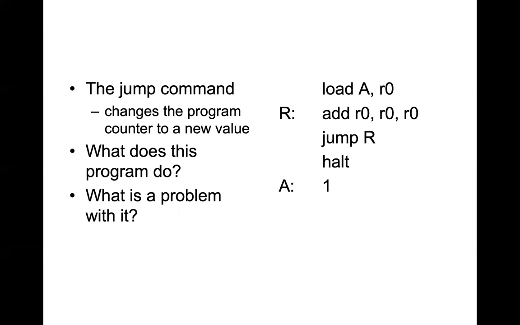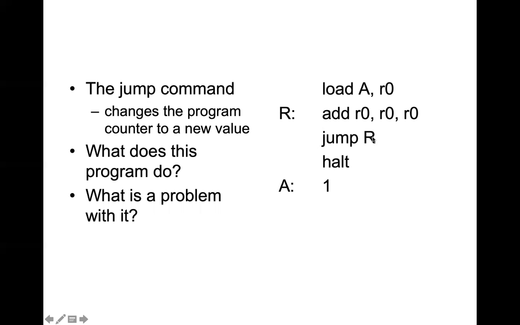So let's look at a program. So here we're loading from address A into R0. So we're going to load 1 into R0 since A holds 1 here. So here's a label R. So R, of course, doesn't generate any instructions. It's just a label. And so the next instruction is going to add R0 to R0 and put the result in R0. So what does adding R0 to R0 give us? It gives us 2. So this instruction doubles whatever's in R0.